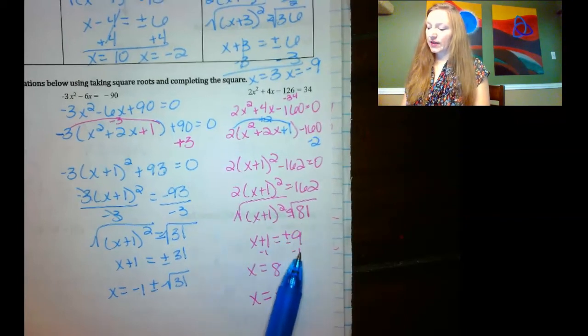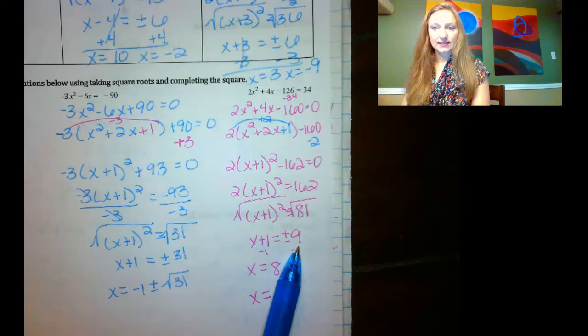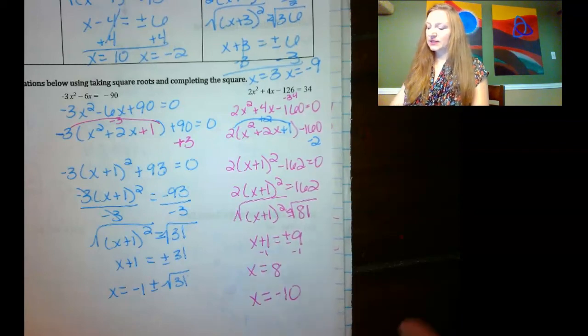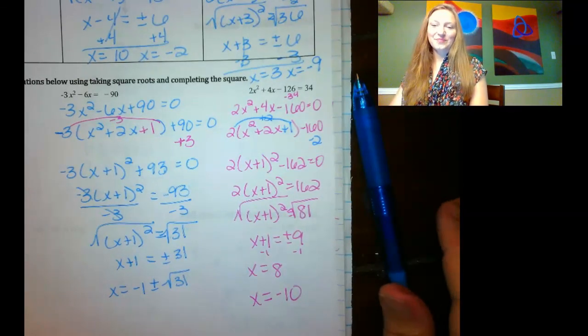Don't forget the square root of 81 is plus or minus 9. That's how you get your 2 answers, because when you subtract 1, 9 minus 1 is 8, and -9 minus 1 is -10. Great job.